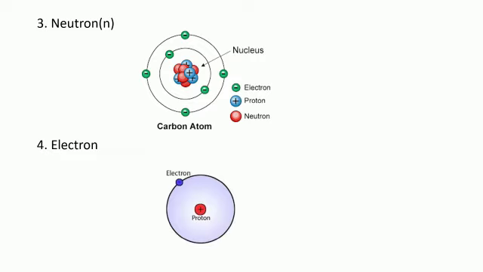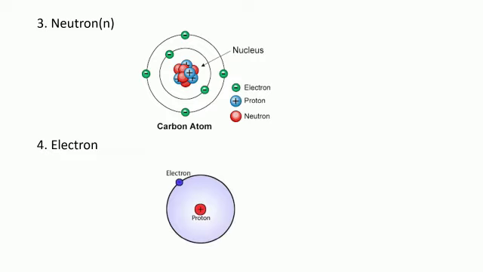Fourth, electron. The electron is the extranuclear part of an atom. It is a negatively charged subatomic particle. It is denoted by small e. It has a negative 1 elementary charge, that is, -1 e charge. The mass of an electron is about 1800 times less than that of a hydrogen atom, and hence the mass of an electron is considered negligible.